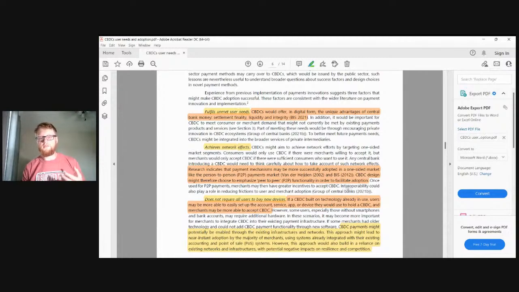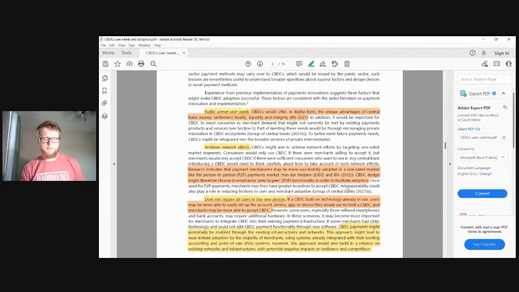And so, in terms of fulfilling unmet user needs, a CBDC would have to offer in digital form the unique advantages of central bank money: settlement finality, liquidity, and integrity. This is something they talk about frequently throughout these papers. Basically, with the central bank digital currency being a liability of the central bank, they call it the safest form of money because the central bank can just create it. There is no counterparty risk really with you not being able to withdraw it, because your counterparty is able to literally just print it, especially in the case of a central bank digital currency, they could just create it to fulfill their obligations, right?